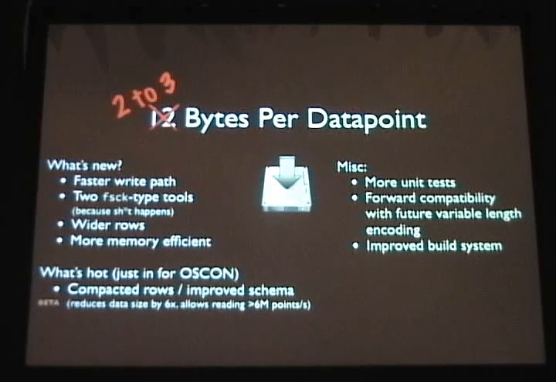And one of the big things I want to talk about that enabled me to go down from 12 bytes per data point down to 2 or 3 bytes on average is how OpenTSDB is using a more compact representation of its own data. And that led to a reduction of data size by a factor of 6. And I was doing some tests recently on this, and I was able to read back over 6 million data points per second from HBase.